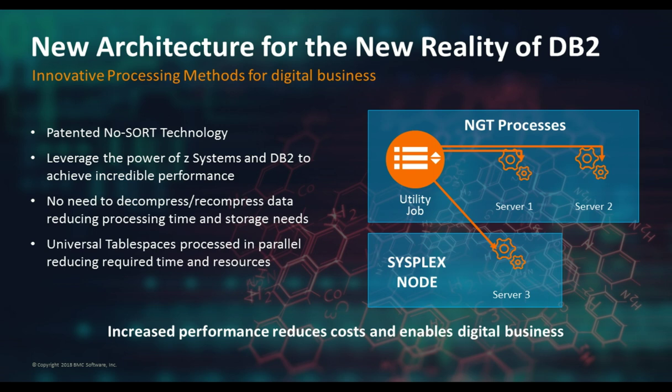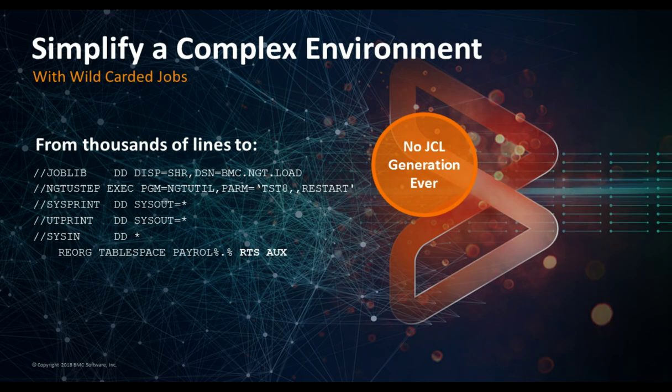And a PBG, for example, even though it's a partition by growth, in reality is one giant data set. And so utilities have a problem with them where they have to read the whole thing sequentially. Well, not what we call NGT, next generation technology. It can actually parallel process inside a partition by growth table space, so you get this performance that you haven't seen before. What this allows you to do is get things done that you never could before and really reduce your cost and be ready for digital business.